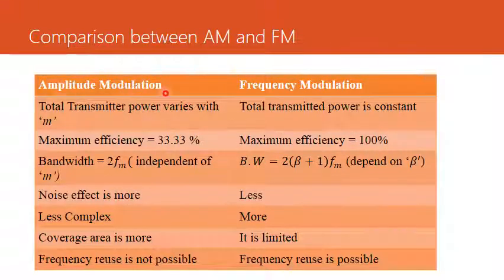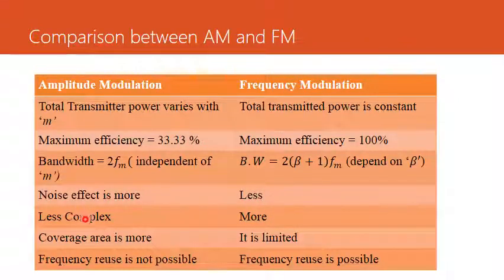In amplitude modulation, the bandwidth is equal to 2 fm, that is, it is independent of the modulation index. But in frequency modulation, the bandwidth is equal to 2(β+1) fm, that is, the bandwidth is dependent on the modulation index β, which is equal to Δf/fm. The noise effect in amplitude modulation is comparatively high, because the amplitude change will be reflected, but in frequency modulation the noise effect is comparatively less.